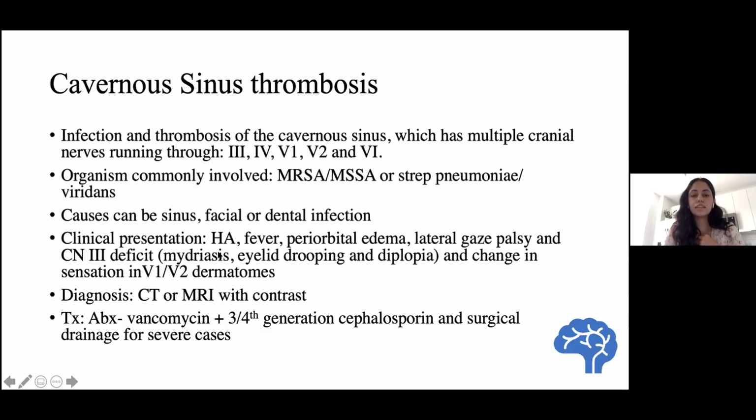So that's why they'll present with increased pressure: headaches, fever, periorbital edema. This tells you that there's an underlying infectious etiology. Lateral gaze palsy is because of the cranial nerves 3, 4, and 6 being affected, and then you have changes in sensation over the forehead and the upper face area. That's where the trigeminal innervations are. Again, the diagnosis is via CT or MRI with contrast, and the treatment here is just treating the underlying infection, and then surgical drainage is for very severe cases. You're not really strong on anticoagulation, you're just treating the underlying infection itself. That's very important to keep in mind.